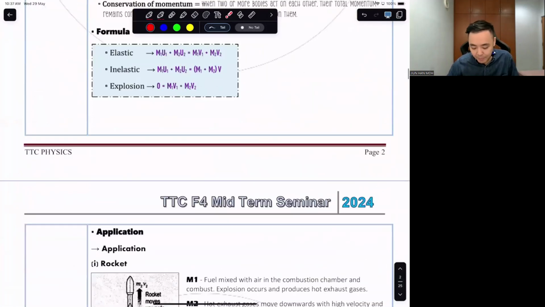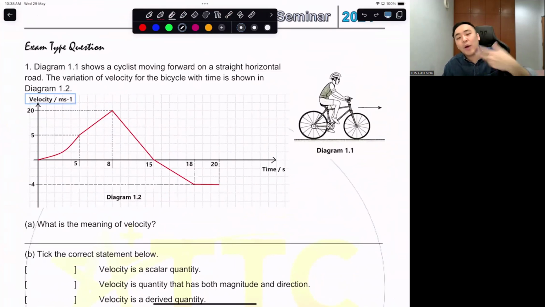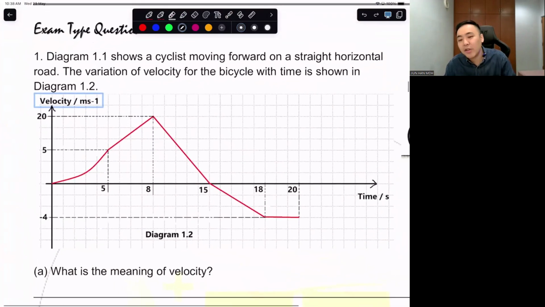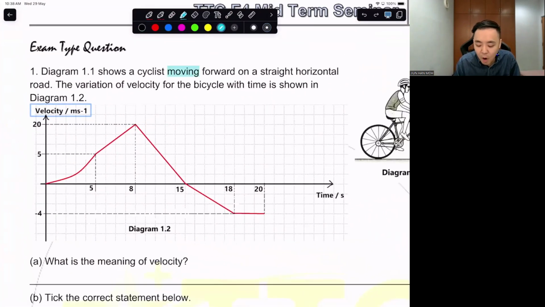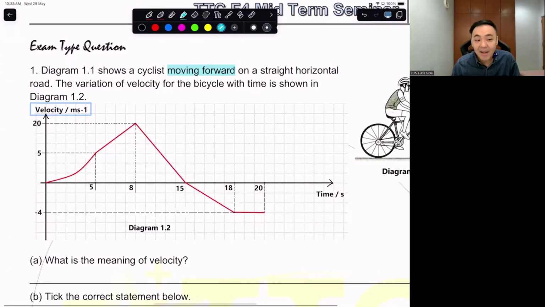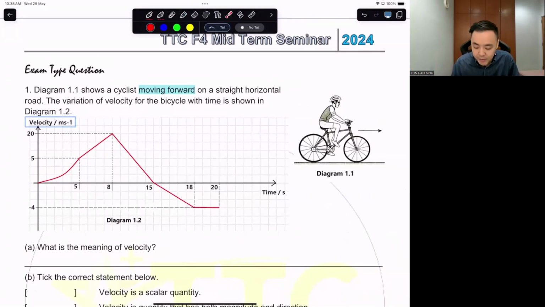Get it? Now, let's look at these questions here. First of all, what do you have? This is a velocity graph. Question number 1: how do I tell direction for a velocity graph? We just say positive and negative, correct. And if you look at the question, they kind of mention to you that this one shows a cyclist moving forward on a straight road. So now you know your direction will be forward and backward. Now, questions. This part of the graph, where is the cyclist moving? Forward or backward?